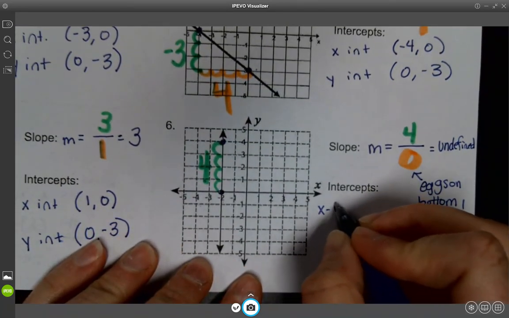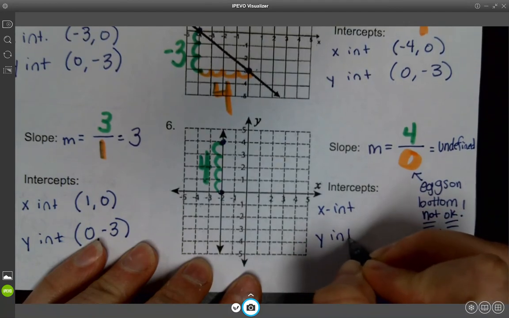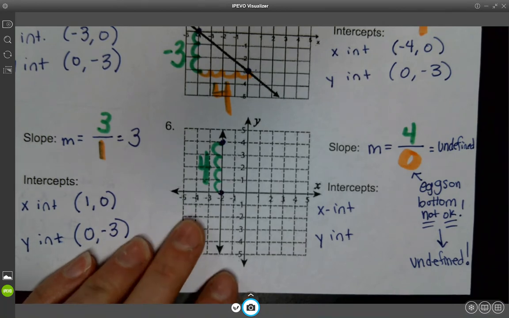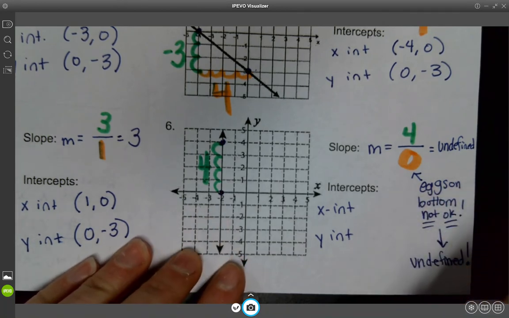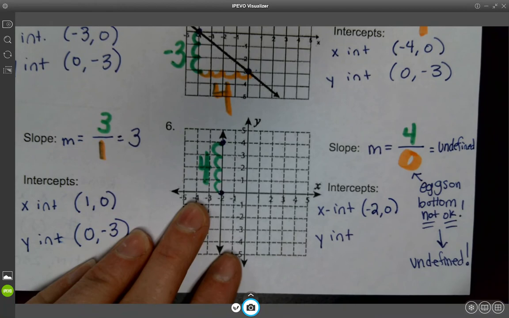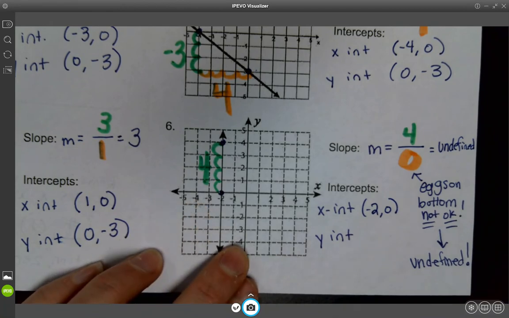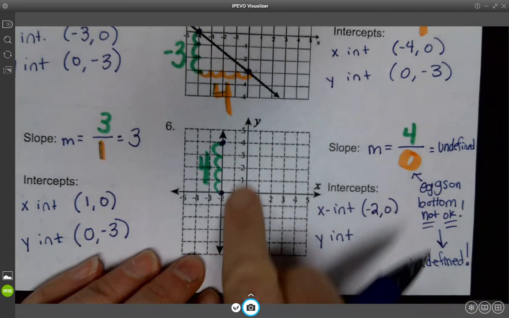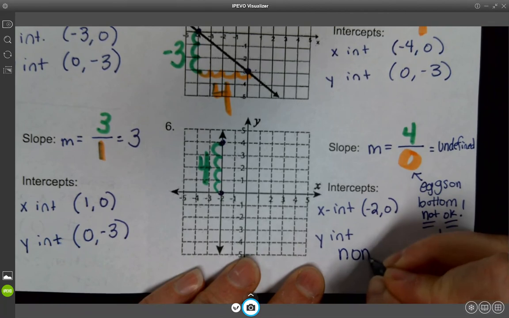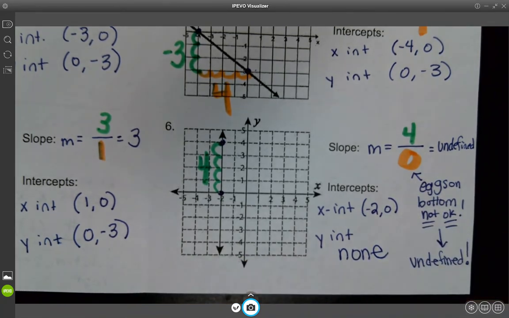Let's write our x-intercept, y-intercept. What's the x-intercept? Where's it at? 4. Mm-mm. -2. Yep. -2, 0. Where is it going to cross the y-axis? Look at the y-axis. It doesn't. What's our y-intercept? None. There's nothing there. It doesn't cross it. So we just put none. Make sure you have this all written down. Then glue it in the next page of your journal.